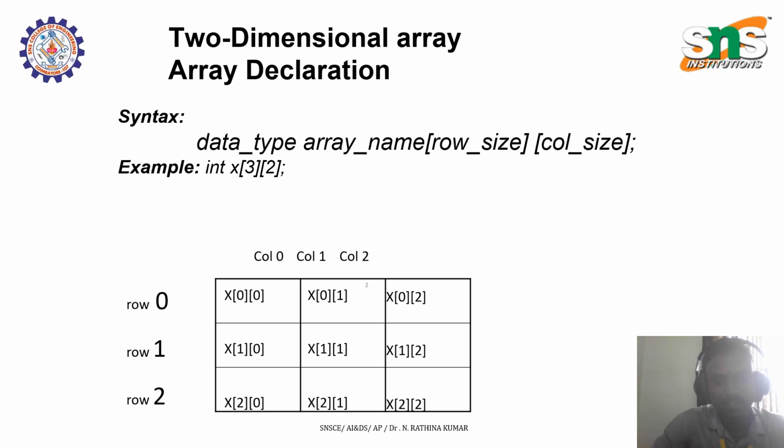As I already told you, the starting location always starts with 0, whether it is row or column. So 0, 1, 2, totally 3 rows, and similarly 3 columns.